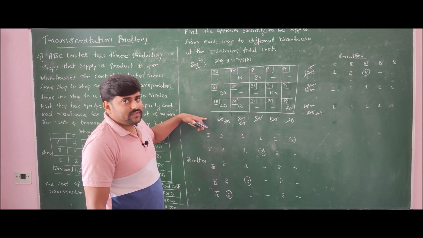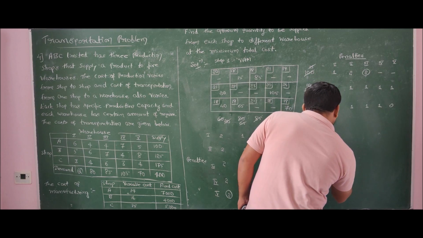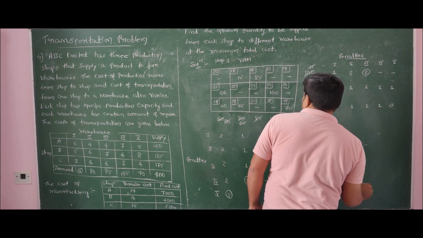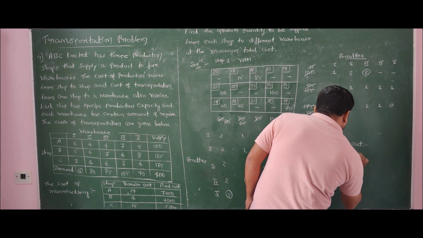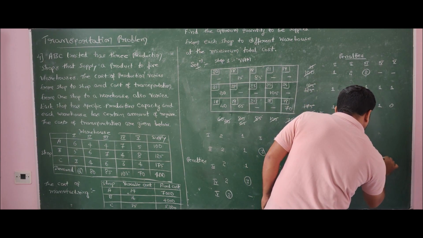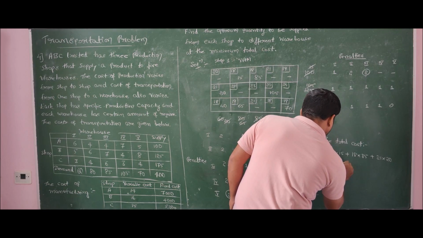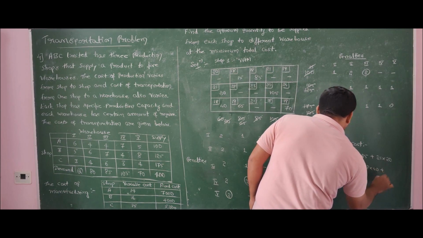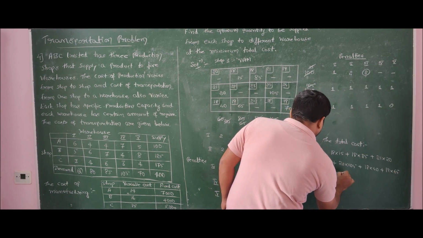So this is our initial basic feasible solution. Now the initial basic feasible solution gives us the total cost as 18 into 15, plus 18 into 85, plus 21 into 20, plus 20 into 105, plus 18 into 40, plus 19 into 65, plus 19 into 70.